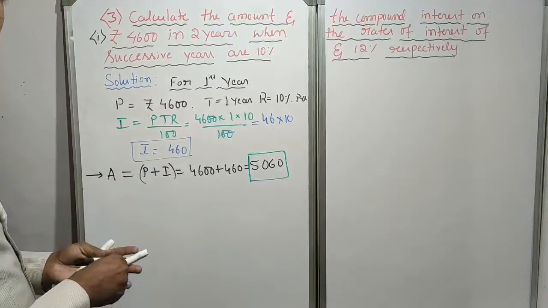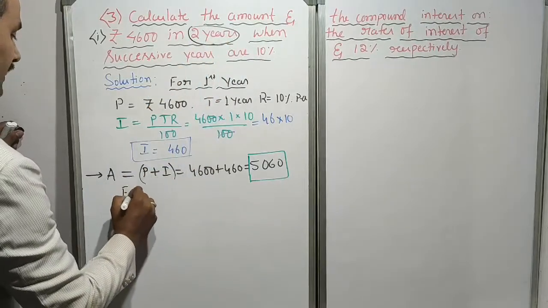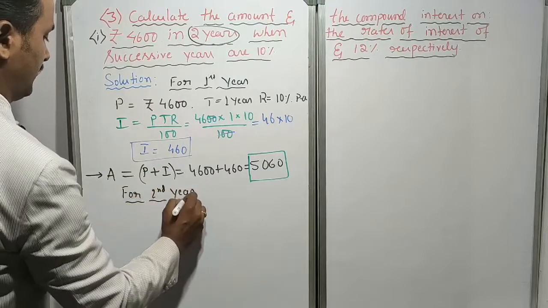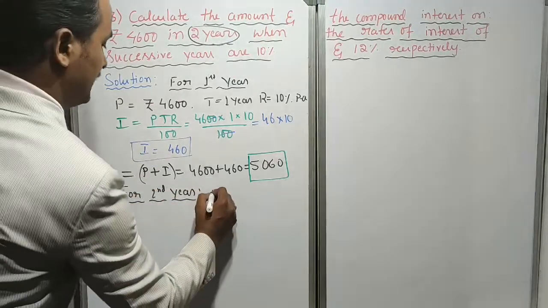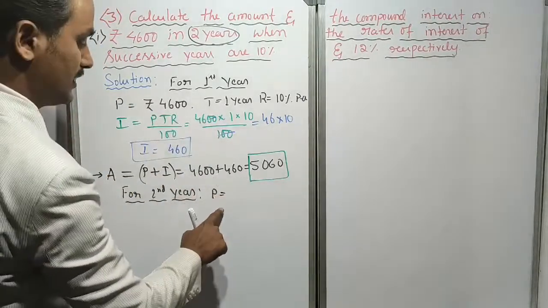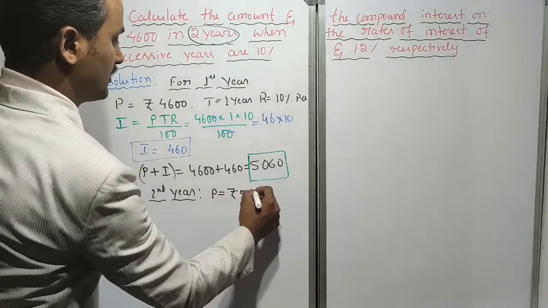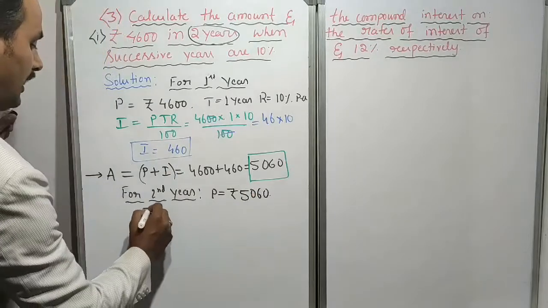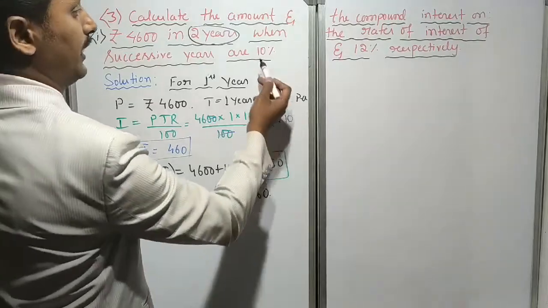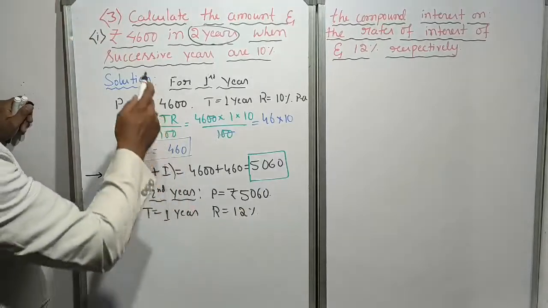Then for the second year, I am going to see how many years we want here. 2 years. For the second year, principal amount is equal to, don't take 4,600, the first year end amount is the principal of the second year. Understood? Principal is equal to rupees 5,060. Then time is equal to 1 year. Rate of interest is equal to, don't write 10, you should take 12. Why? Because the rate of interest changes in successive years.